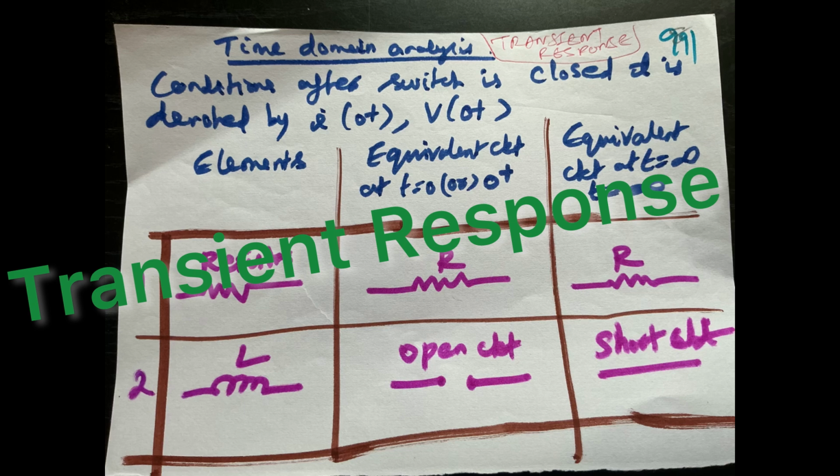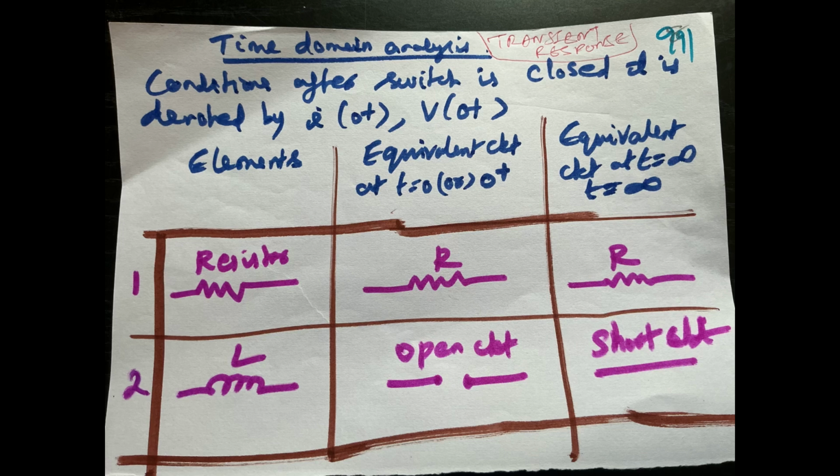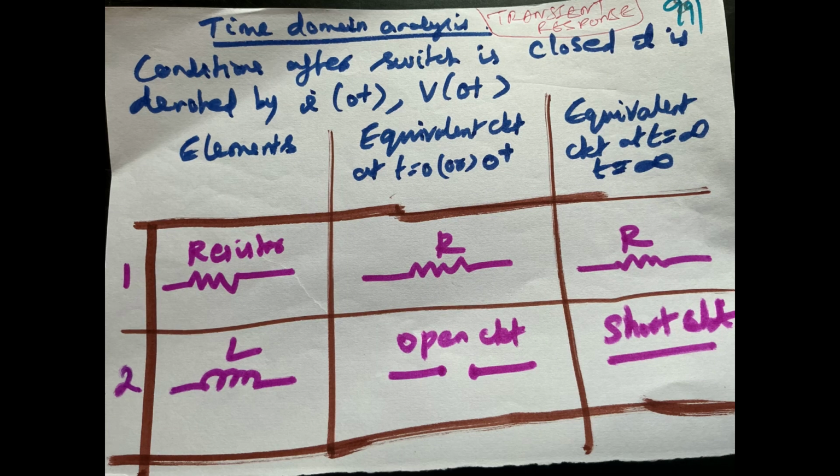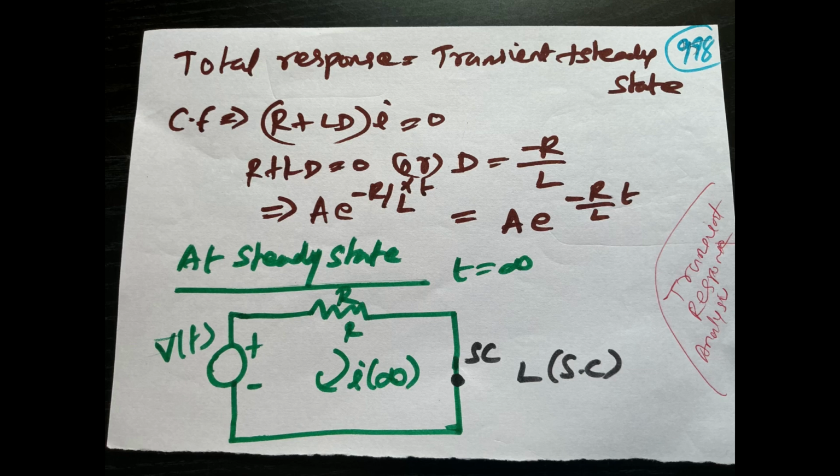In previous classes I gave the tabulation of transient response for t equal to 0 plus or t equal to infinity. Total response is equal to transient plus steady state. As I already explained, the transient is obtained with the CF and the steady state is obtained with the PI. The complementary function is R plus LD acting on i, obtained from the first equation, that is R i of t plus L di of t divided by dt is V of t.